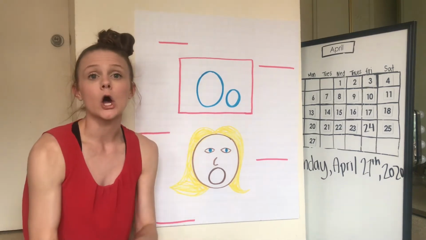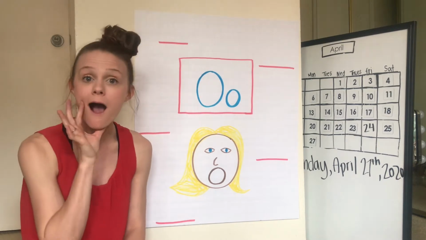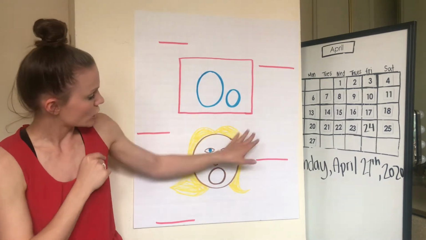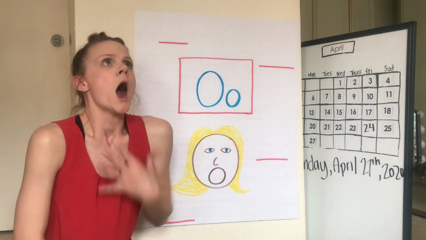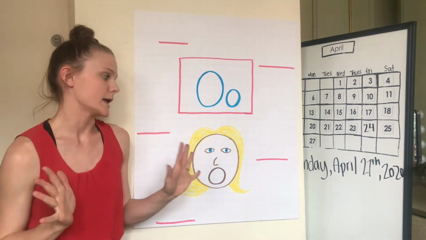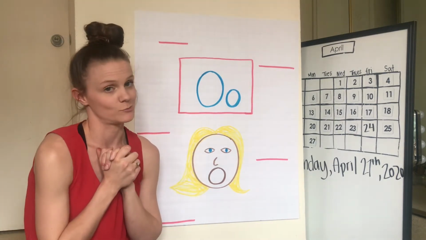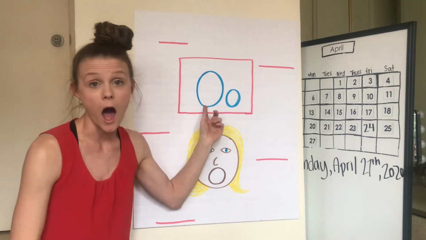That's right, we're looking at the vowel O, letter O. And we know that O makes ah. That's right, O makes ah. So if you notice, I have drawn this cute, beautiful little girl right here. Her mouth is like wide open, like she just saw something terrifying and she's scared. But that's not why her mouth is wide open. Her mouth is wide open because she is making the ah sound.